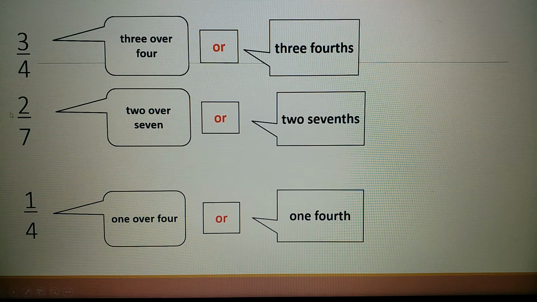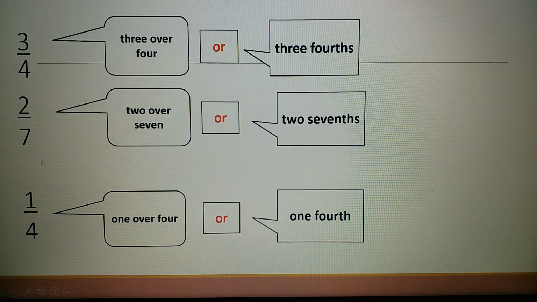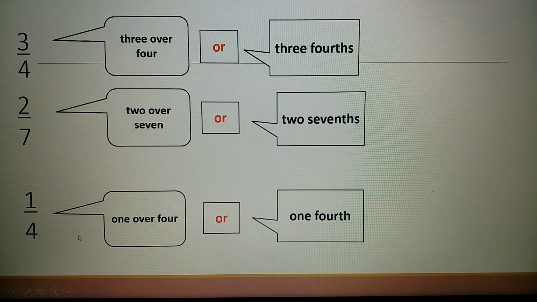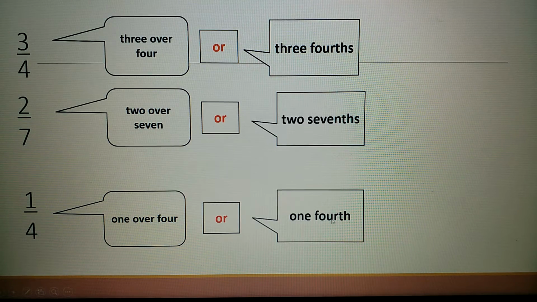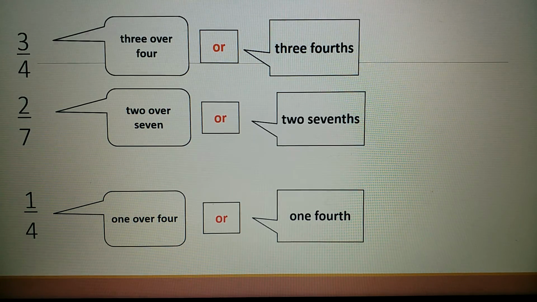Like for example, in 2 over 7, 2/7, because the numerator is 2, it's not 1. Simple. Just bear in mind that if the numerator is 1, do not add s. But if it's more than 1, that's the time you're going to add s, if you're going to use the second way of writing fractions in words. I hope that's clear.